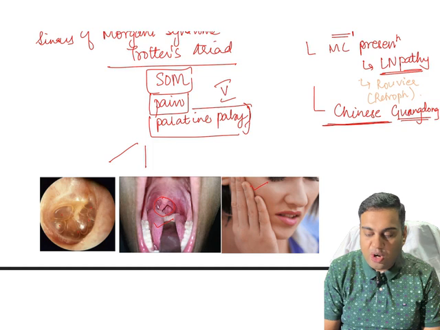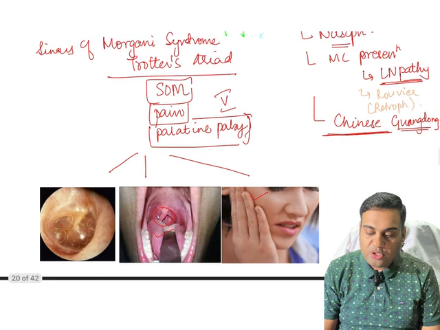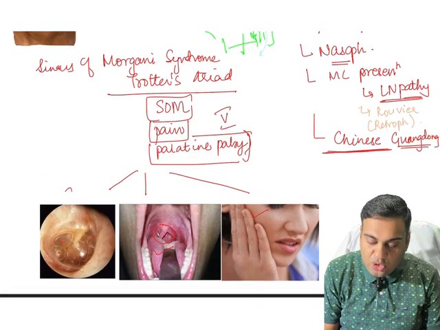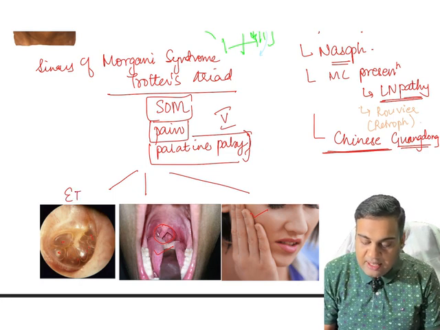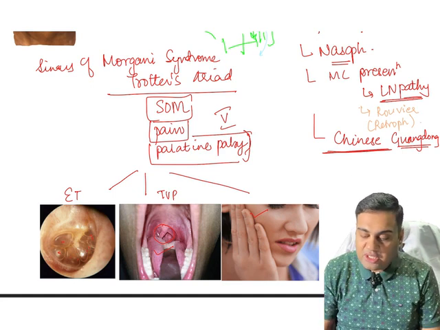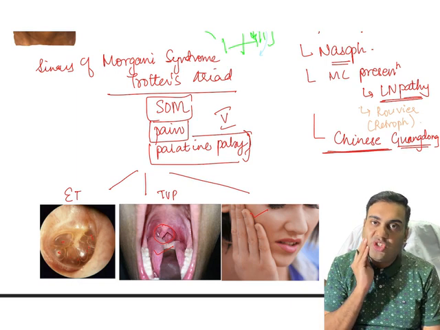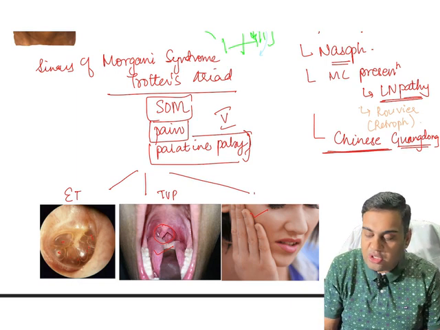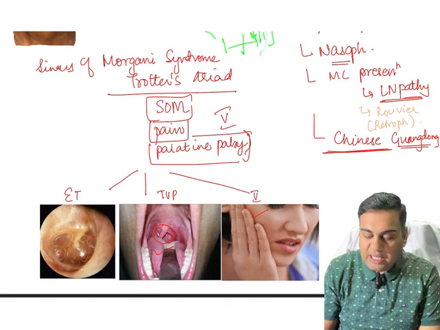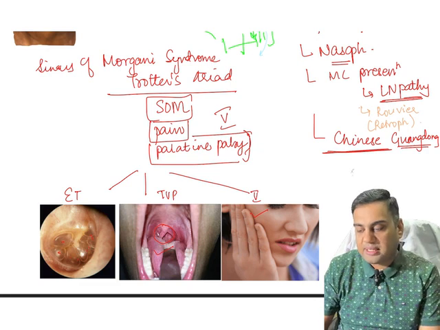This is the triad of the sinus of Morgagni. So remember this sinus of Morgagni syndrome. The triad is secretory otitis media because of eustachian tube blockage, palatal palsy because of tensor veli palatini, which was a content of the sinus of Morgagni, and pain on the chin, that is the mandibular branch, because of again the fifth nerve paralysis or compression, right? So that is the typical presentation of nasopharyngeal carcinoma, right?